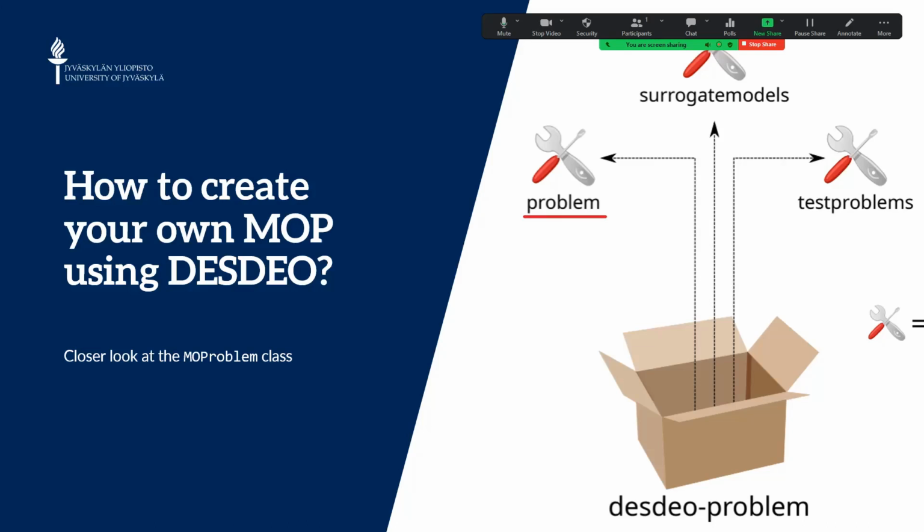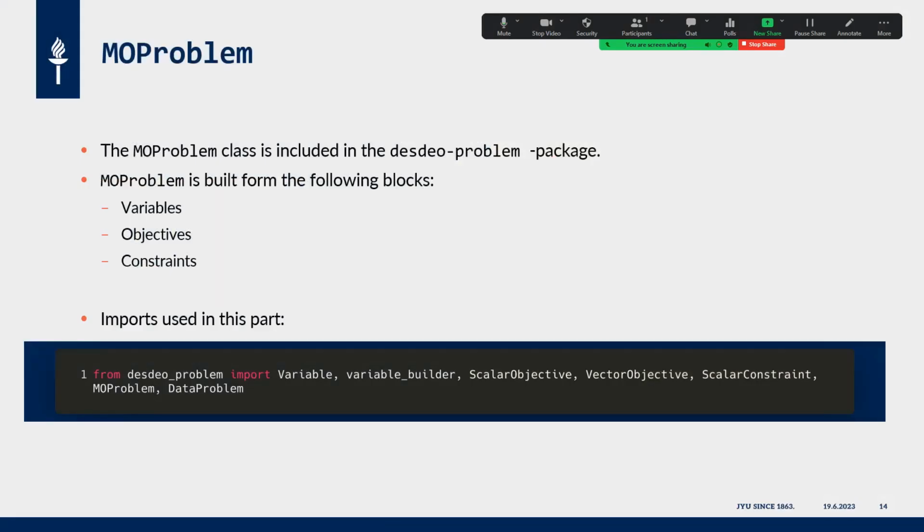So, how would you go about creating a multi-objective optimization problem in DESDEO? We look at the DESDEO problem class, which contains this MOProblem class. We briefly talked about it, and the main point is that we have variables, objectives, and constraints, and each of them will be built into the MOProblem class.